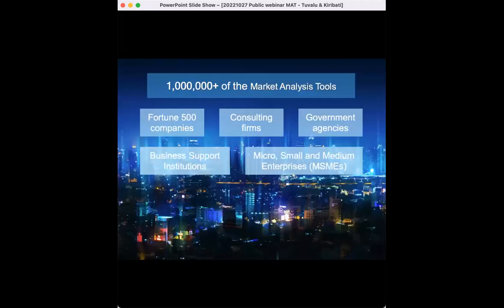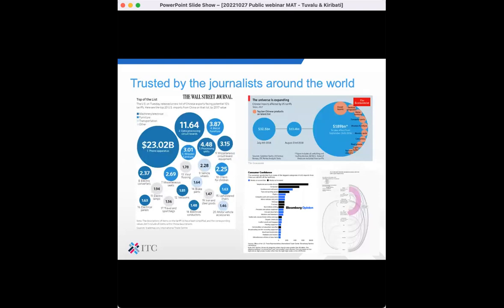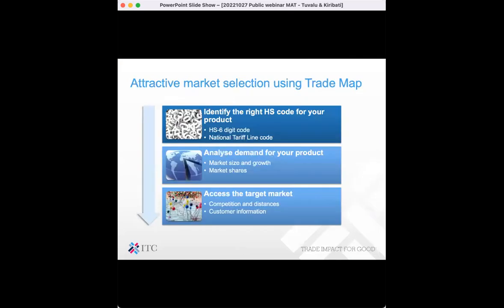Here you see that we reached the goal of 1 million users of the market analysis tools 2 years ago. And users really range from Fortune 500 companies like the Coca-Colas of this world to small companies, but also to government agencies, business support institutions. So we really have users from all different sectors. And we are trusted by journalists around the world. We are quoted in the Wall Street Journal a lot, by The Economist, by Reuters, etc. So people really do rely on this information.